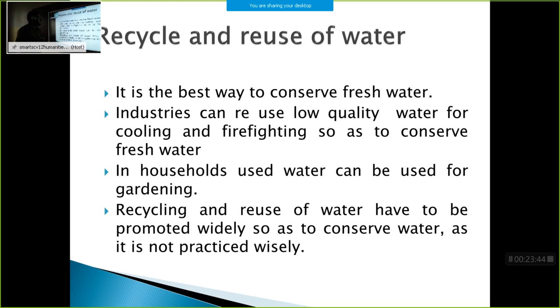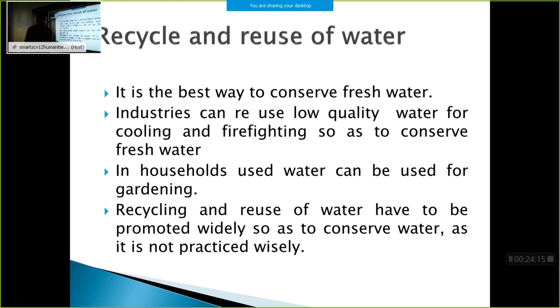Now, recycle and reuse of water. It is the best way to conserve fresh water. Industries can reuse low quality water for cooling and firefighting so as to conserve fresh water. In industries we know they use lots of water for many purposes, for their chemical reactions or for preparing something. So the water which is used by them, they can reuse.